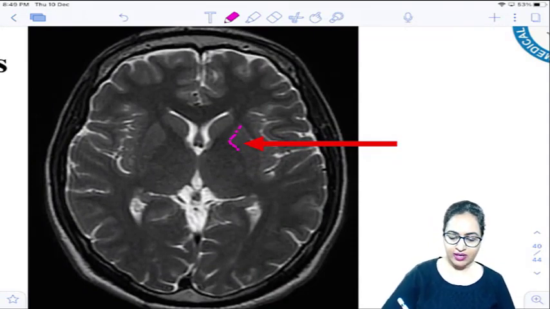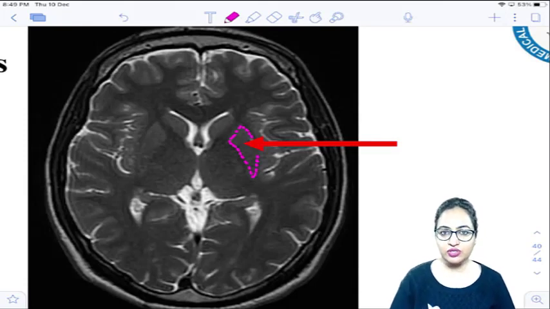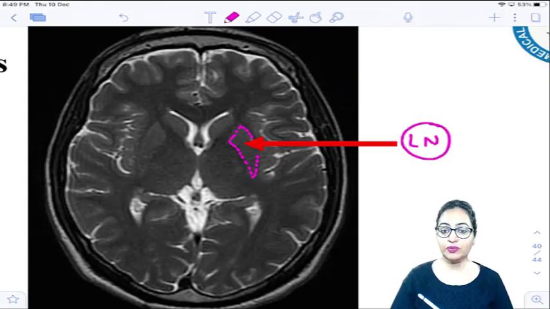The arrow has been put on this triangular nucleus, which can be visualized in this horizontal section of the brain. This is the lentiform nucleus.